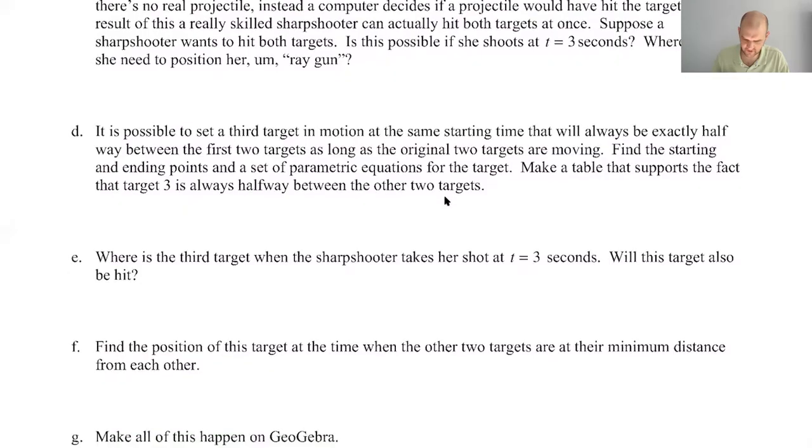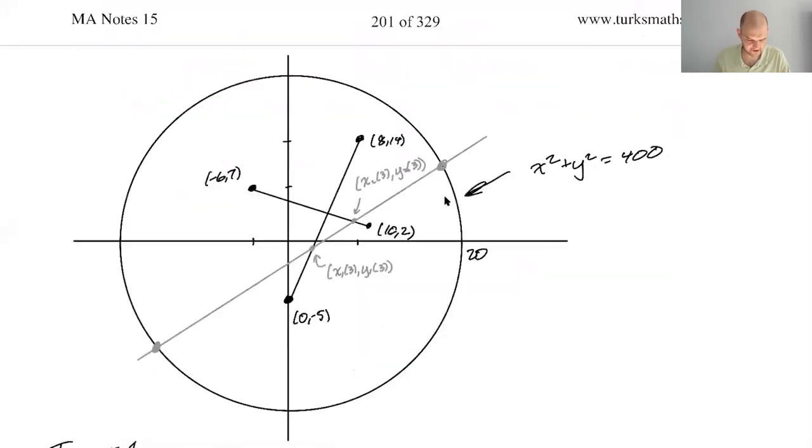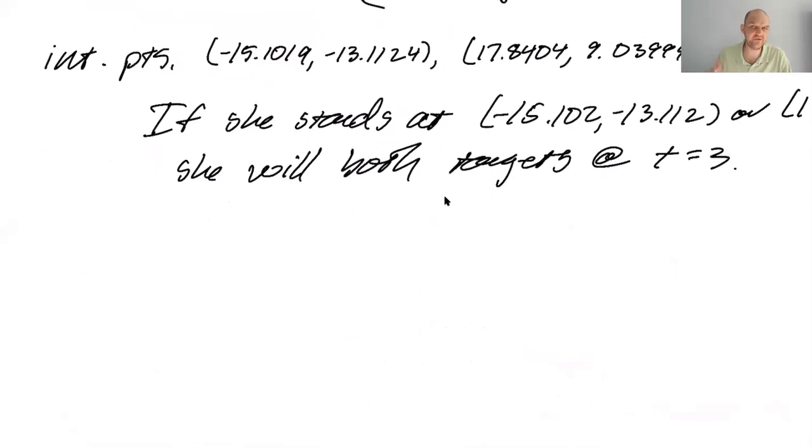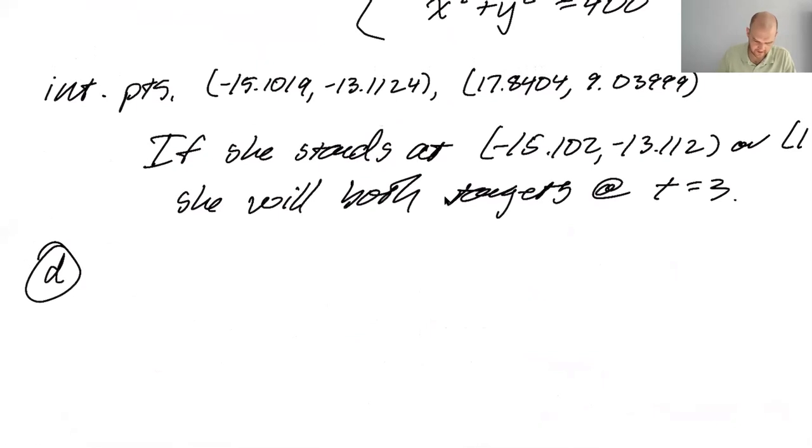So what is the question? Find the starting and ending points and a set of parametric equations. Okay. I'm gonna do 2 different things. It took me a while to understand the question, but I think that's natural. When you read a question, you don't automatically know how to solve it.